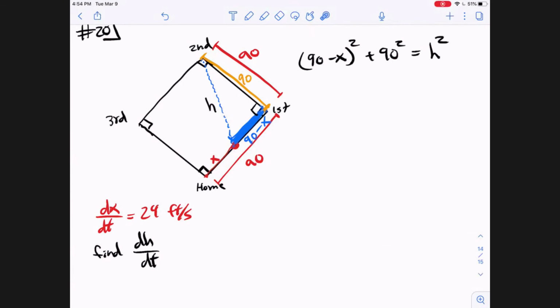Now let's take the derivative of everything with respect to t. Be careful here. It's 2 times 90 minus x times the derivative of the inside. What's the derivative of 90 minus x? Negative dx over dt, because it's a minus x. The derivative of 90 squared, that's 0, so we don't even rewrite that. That equals 2h times dh dt.